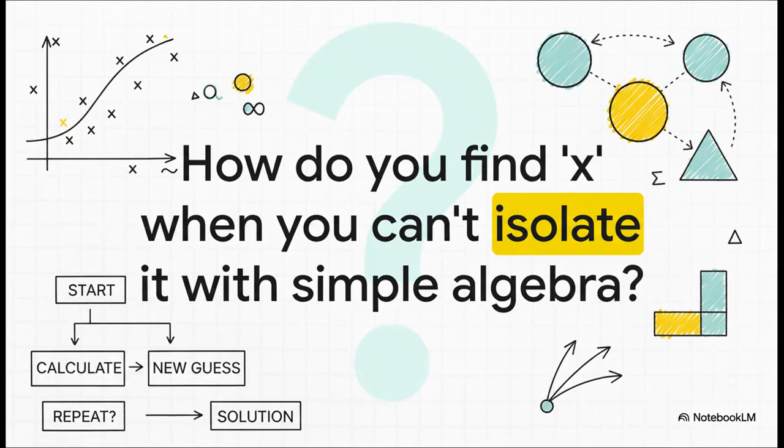It's kind of like trying to untangle a hopelessly knotted rope with just one hand. Your standard algebra toolkit is great, but sometimes the knot is just way too complex. So what do you do when you hit that wall? That's the exact question we're going to tackle.